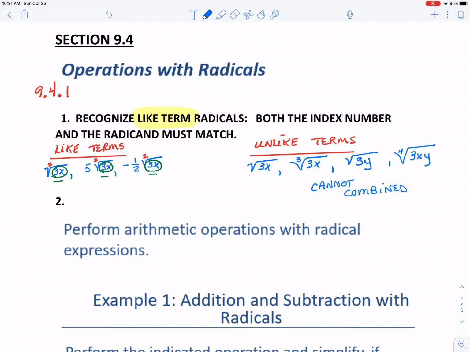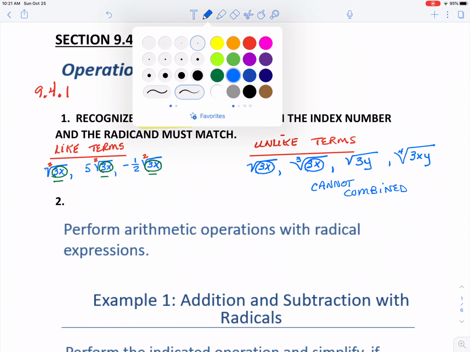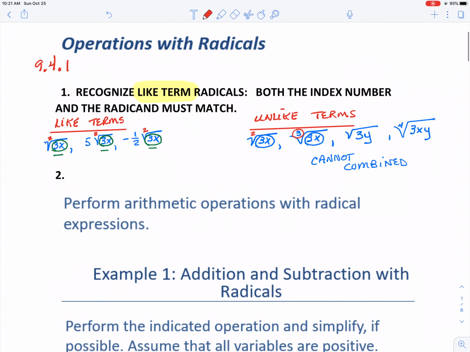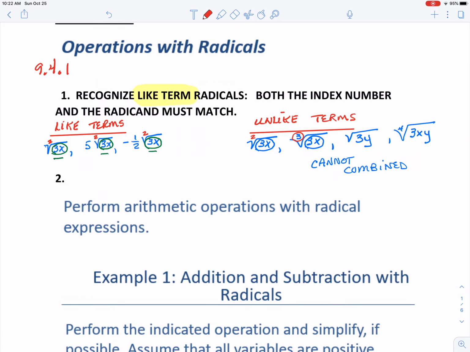There are some examples of things that are unlike. In these first two examples, the radicands are the same. They're both 3x. But I hope you notice that the first one has an index of 2, and the second one has an index of 3. So those are not like terms. Over here in this third example, this has a different letter, 3y, not 3x, and this has 3xy, and it's also an index number of 4. Those are examples of unlike terms, and those are the ones that cannot be combined.